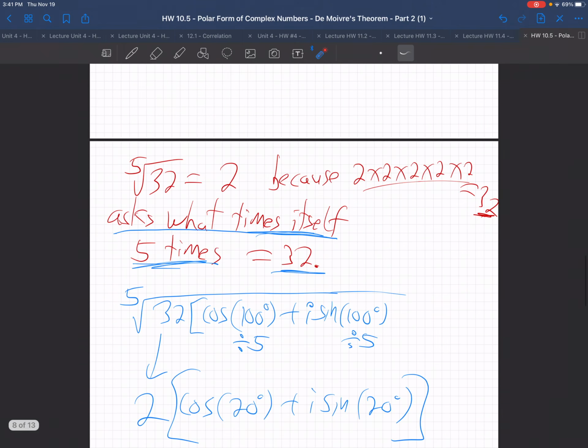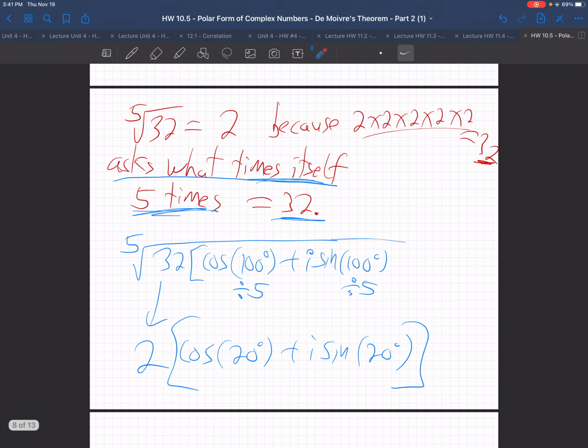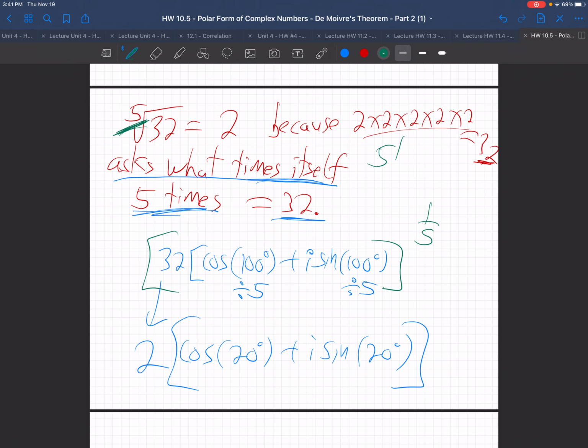So vice versa, if you root something, a root is just a fractional power. Have you ever thought about that before? That's what a root is. A root is a fractional power. So a fifth root is a 1/5 power. The opposite of a 5 power is a 1/5 power. So roots are the same as fractional powers, right? A fifth root is a 1/5 power.